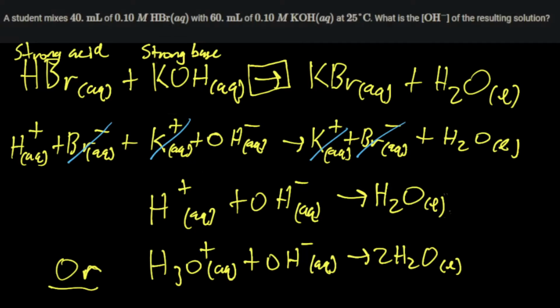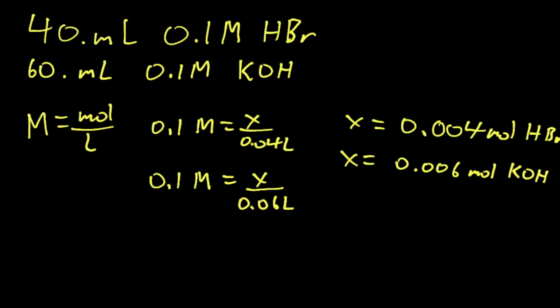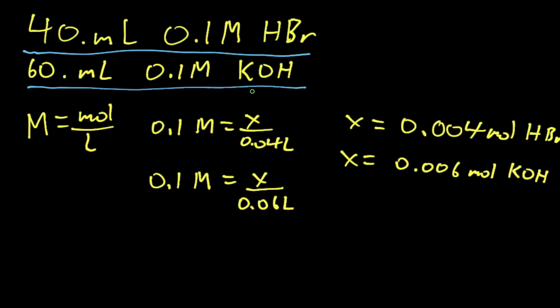Knowing that the reactants react to completion and that the net ionic equation reacts to form water, we can solve the rest of the problem. The next step is to calculate the moles for each solution: 40 milliliters of 0.1 molar hydrobromic acid and 60 milliliters of 0.1 molar potassium hydroxide. The molarity equation is moles over liters. 0.1 molar equals X over 0.04 liters, which gives 0.004 moles of hydrobromic acid. Repeat the same process for potassium hydroxide to find that there's 0.006 moles of potassium hydroxide.